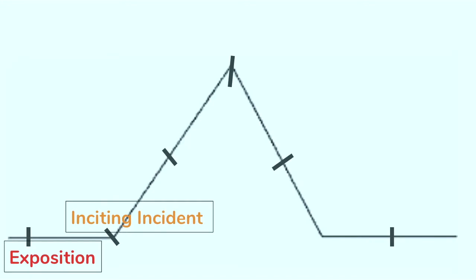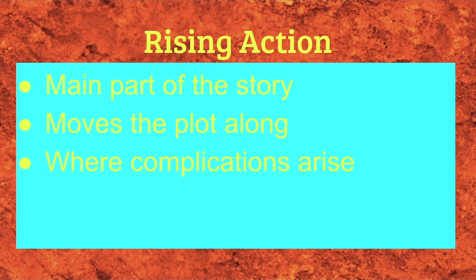Then, here it is. You see how in the diagram we have our exposition and everything's going along, and bam, something happens, and then we go up. That's what the inciting incident does. Then we have the rising action. Rising action is the main part of our story. It is moving our plot along. The conflict begins, and now we're dealing with the conflict, whatever that may be.